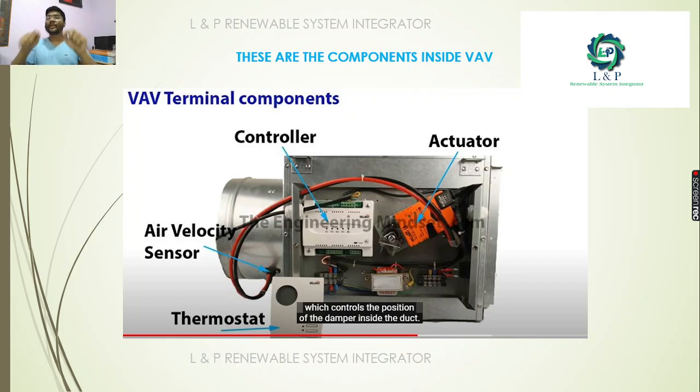So to maintain the set point of 24 degrees, the controller has to give the command. It will give the command to the actuator, asking it to open 100%. So it will give 10 volts, and the actuator will open fully.